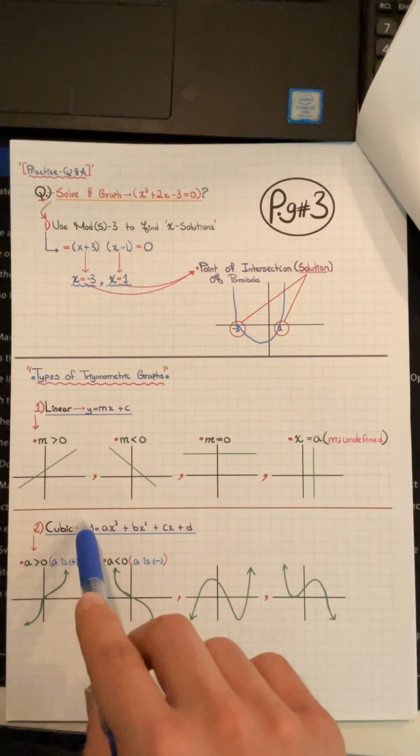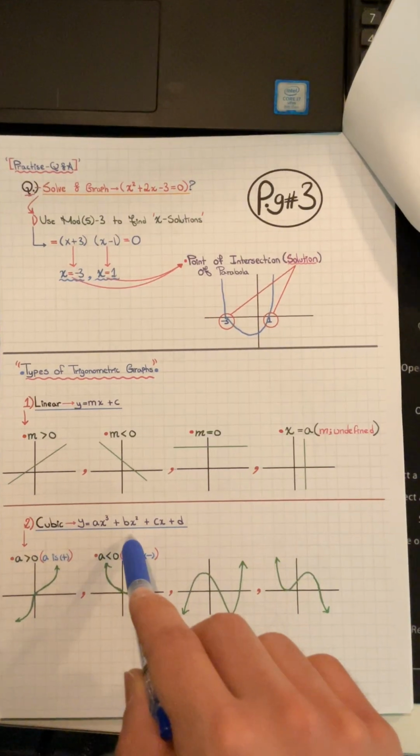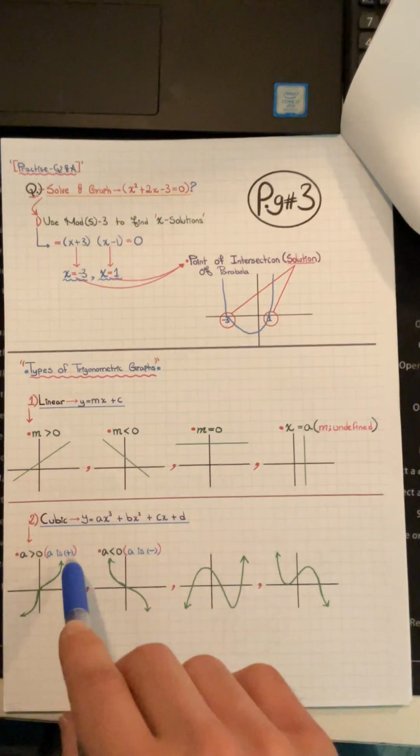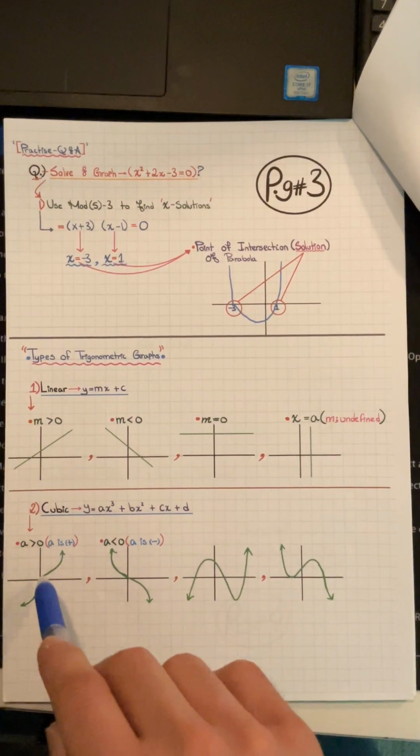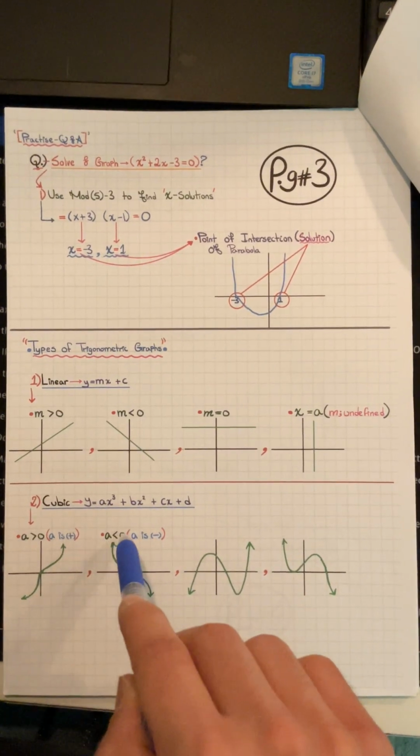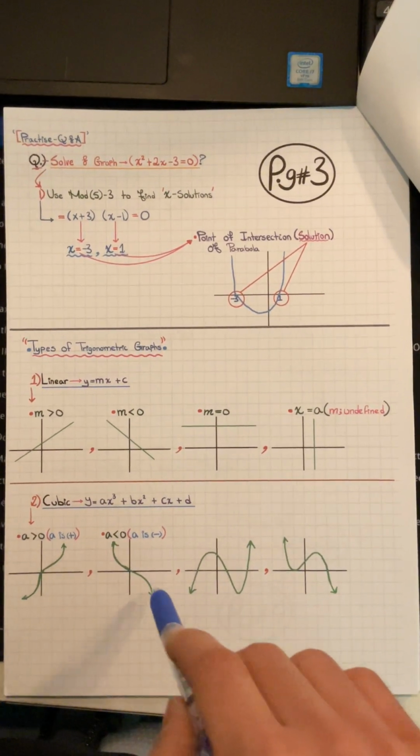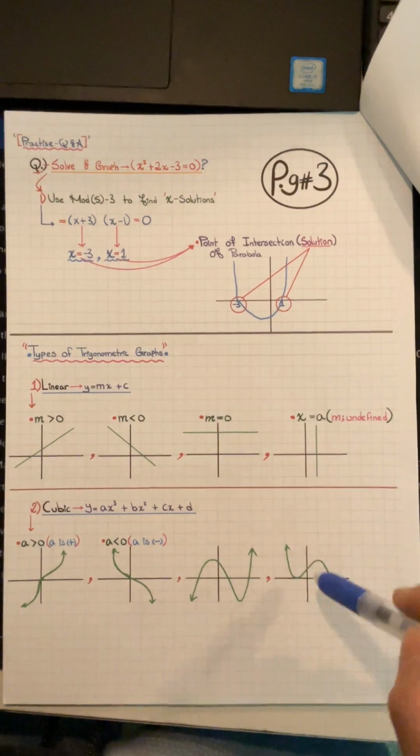The cubic graph is y is equal to ax cubed plus bx squared plus cx plus d. If a is greater than 0, if a is positive, it will look like this. If a is negative, less than 0, it will look like this. And these are other two variations of the cubic graph.